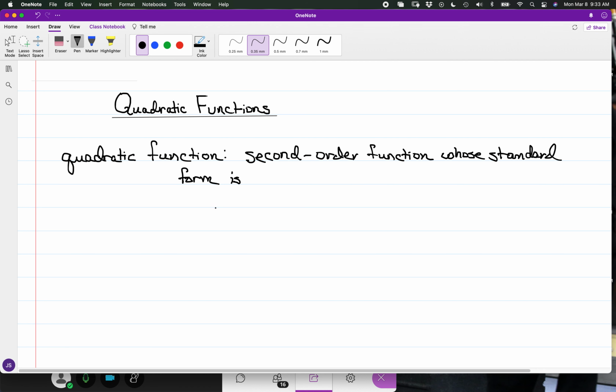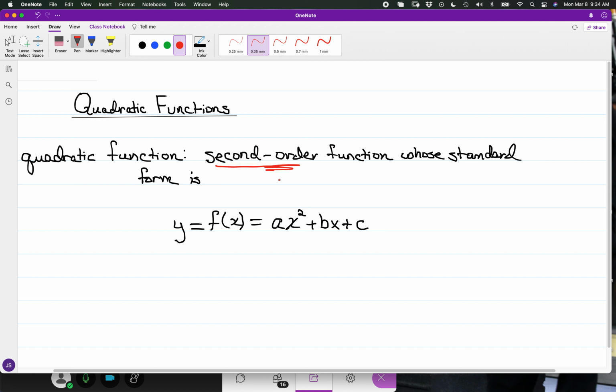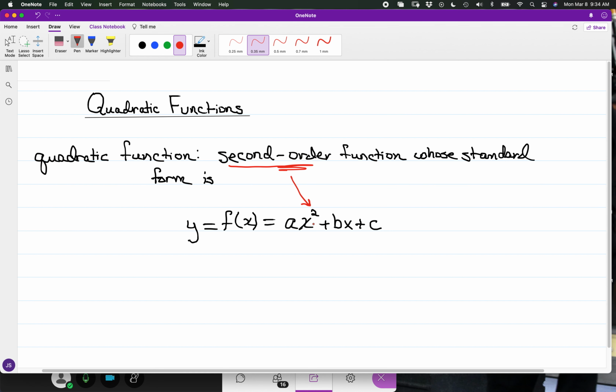It's going to be that y is equal to f of x is equal to ax squared plus bx plus c. And just again emphasizing the second order part, this is in reference to the highest degree term in the function. So we're looking at second degree in the independent variable, which in this case is x. And so this is going to be the standard form.